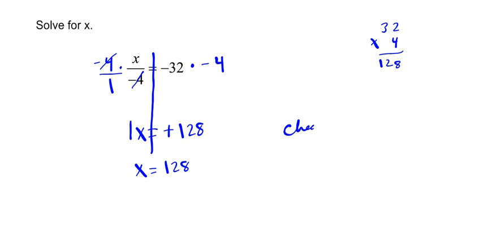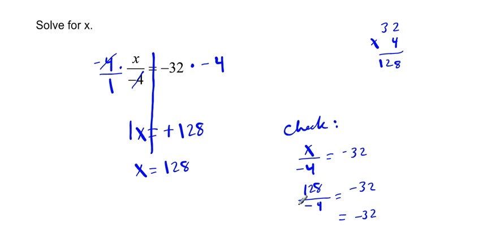Go ahead and check this. And we rewrite the problem. x divided by -4 equals -32. We now believe that x is equal to 128, so we replace x with 128, divide it by -4, and we're hoping that we have -32. Now remember, on these checks we're following the right hand side and the left hand side. The right hand side is still -32. 128 divided by -4 also gives us -32. So our answer is correct.